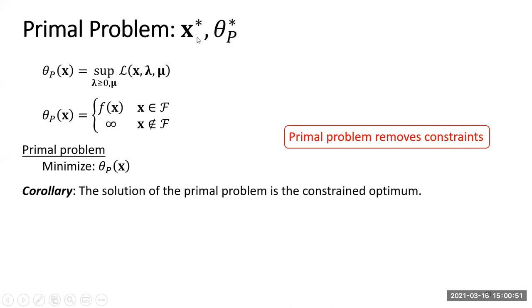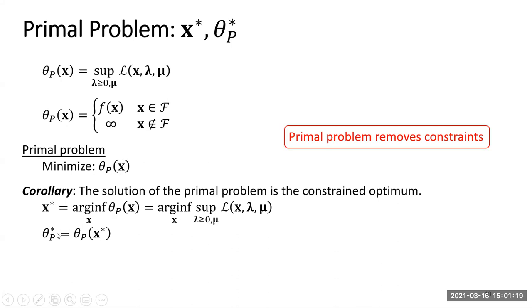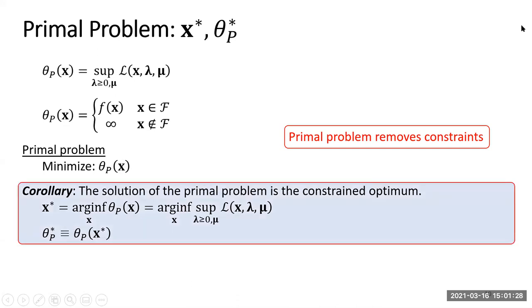which is x star. And the minimum of the primal function is denoted theta p star, and that will be equal to f of x star. So x star is argmin of theta p of x, which is argmin of this. I plugged in the expression for theta p of x here in terms of the Lagrangian, and theta p star, this is convention, is equal to theta p of x star. Okay, so the solution to the primal problem is the constrained optimum.